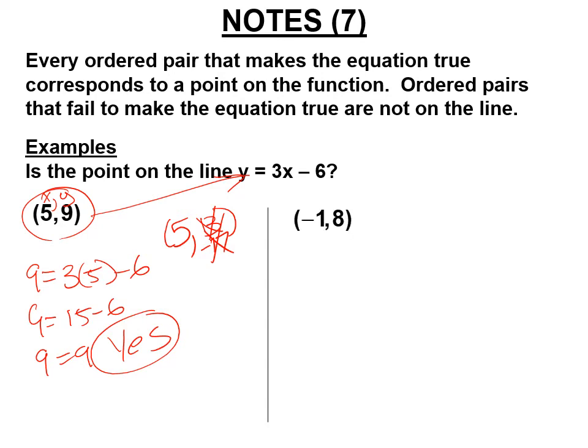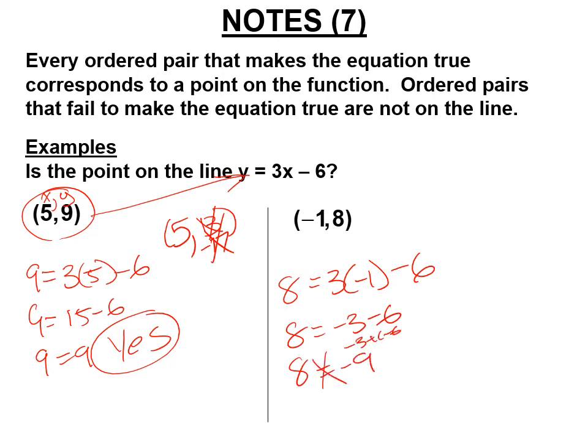All right, so let's try negative 1 as our input. So we're going to put negative 1 in there. And so we're going to get y equals 3 times negative 1 minus 6. And then we're going to make y equal to 8, my fault. Okay, so 8 equals negative 3 minus 6. Negative 3 minus 6 is negative 9. Well, 8 doesn't equal negative 9. That's nonsense, right? And what that means is (-1, 8) is not on the line. Negative 1 goes with some other number there. It's not 8. What number is it?